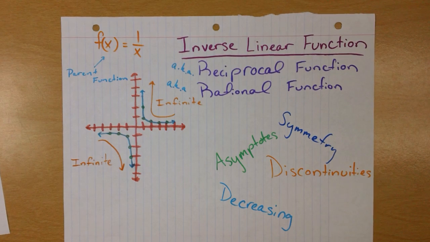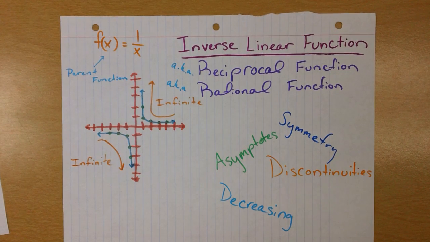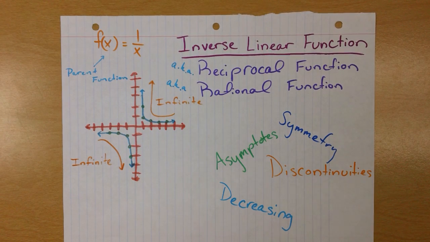An inverse linear function, also called a reciprocal or rational function, has a parent function of f of x equals 1 over x. The domain and range are both negative infinity to 0 and 0 to infinity. This function has odd symmetry and no boundedness. The horizontal asymptote is at y equals 0 and the vertical is at x equals 0.